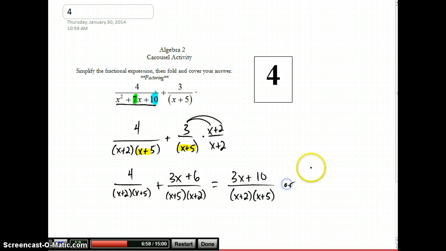And one more time, if you would like to, you can distribute the denominator, but it is not something that is going to be necessarily required at any point. So x squared plus 7x plus 10. And that is the addition portion of today's practice.